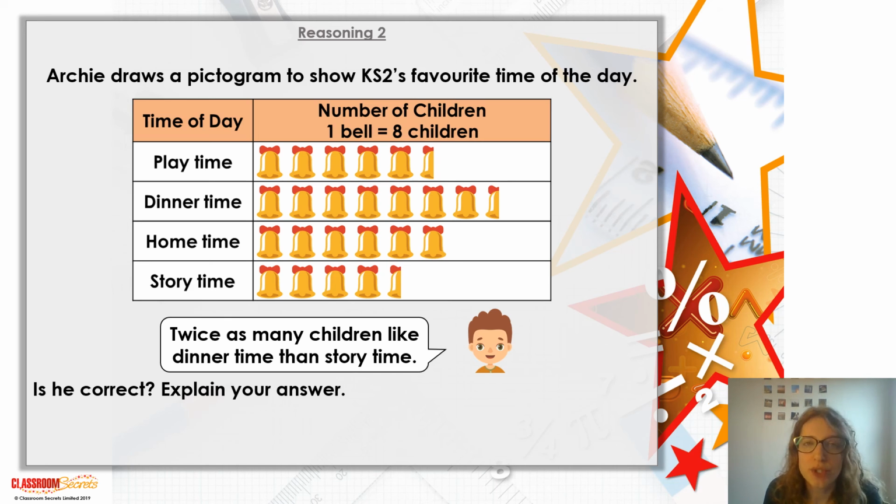So Archie draws a pictogram to show Key Stage 2's favourite time of day. I think I could have guessed these ones. So we've got playtime, dinner time, home time and story time. And he said twice as many children like dinner time than story time. It does say up here, 1 bell equals 8 children as well. So he's saying twice as many, so times 2, like story time to dinner time.